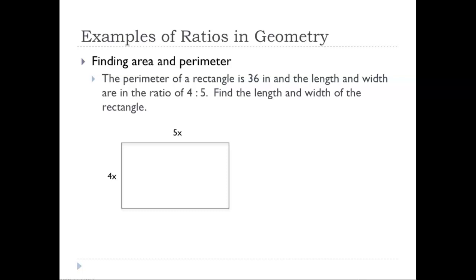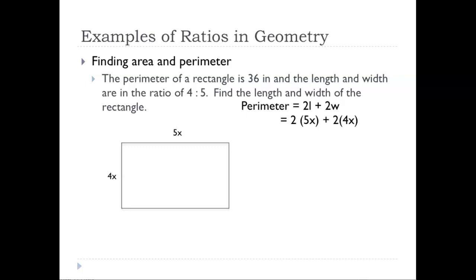If I multiply by the same number for both the length and the width, I'm still going to be in that same ratio of 4 to 5, but I might be able to find the actual measurements based on other pieces of information, in this case the perimeter. Since the perimeter is equal to 2 times the length plus 2 times the width, now we can replace the length and the width with 5x and 4x.